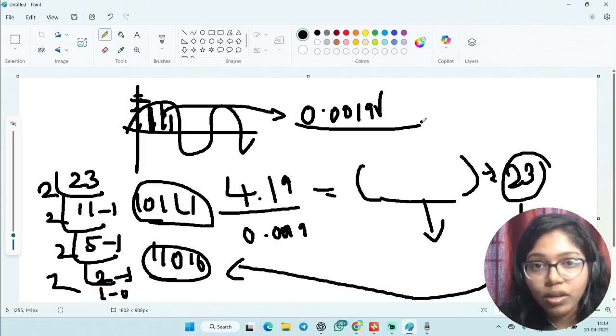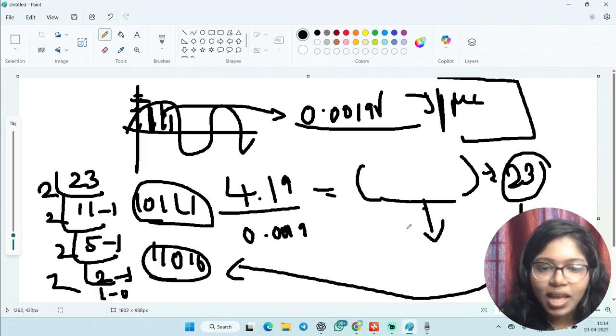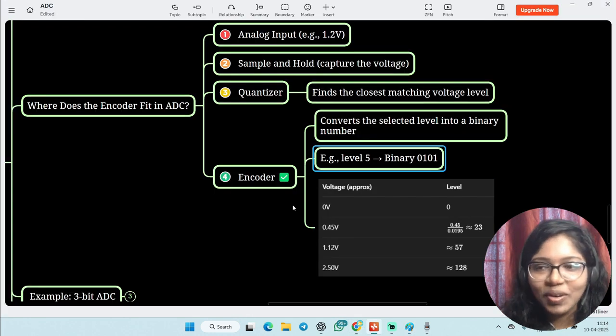These are the values given to a specific microcontroller. So that's how this procedure is actually going to happen, guys.